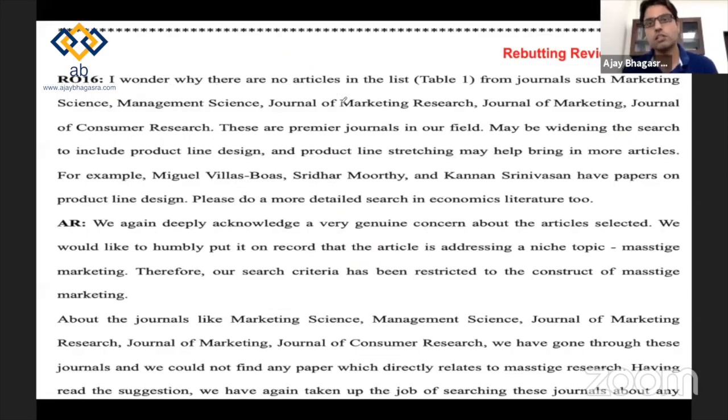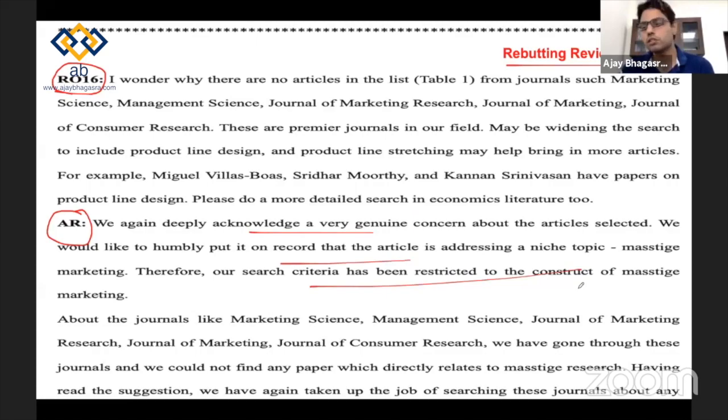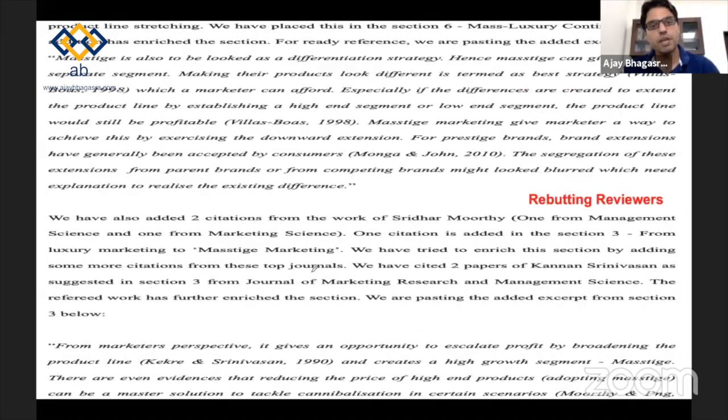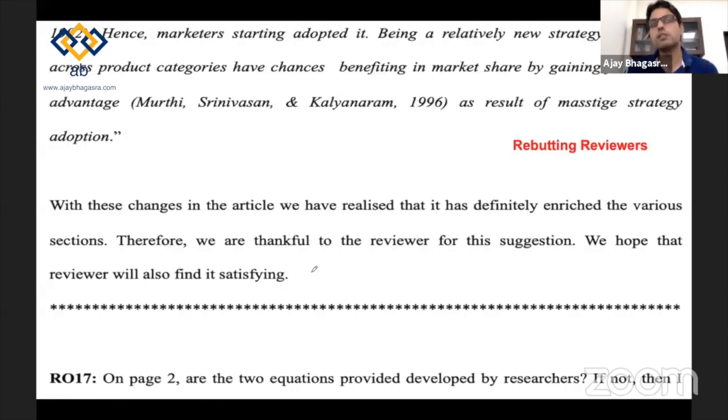I have this sheet on how to rebut reviewers. This is reviewer observation number 16, and AR is the author response. I was of the opinion that I would read it to you, but since time is less, I will not go deep into this. What I'm trying to tell you is that for only one observation of the reviewer, look at this: page one, page two, the response to the same observation, page three, page four. It took me 4 pages to convince the reviewer on only one point.